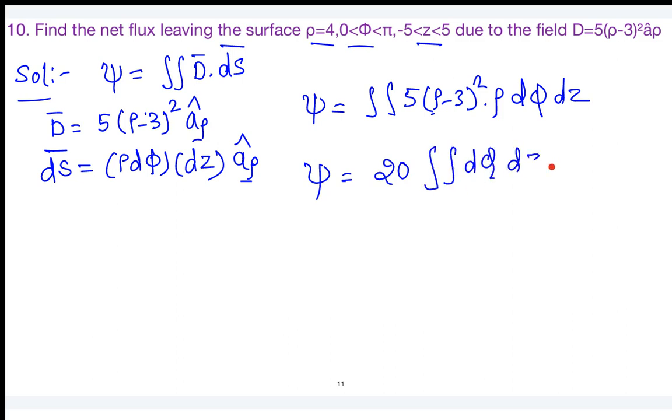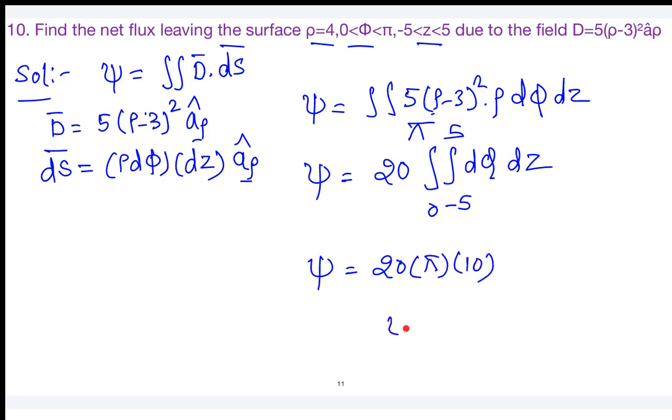Phi is varying from 0 to pi. Z is minus 5 to 5. So 20 into pi into 10. So straight away we will get psi will be 200 pi coulombs.